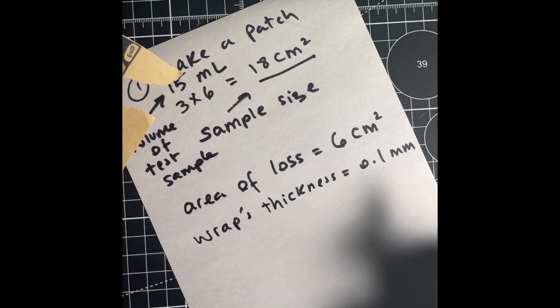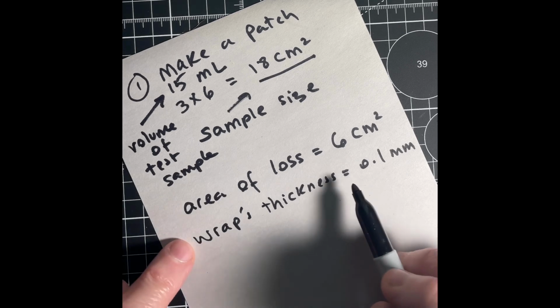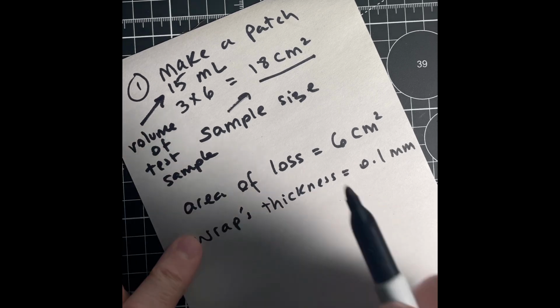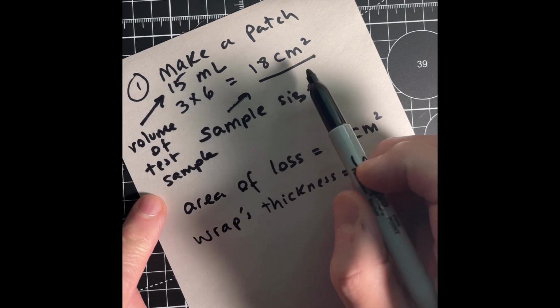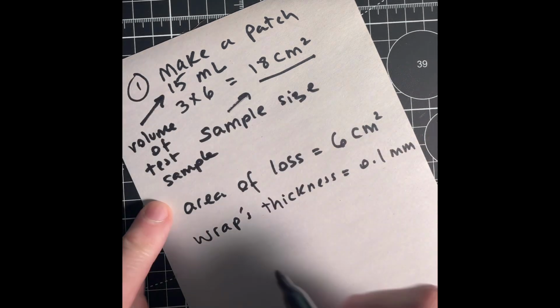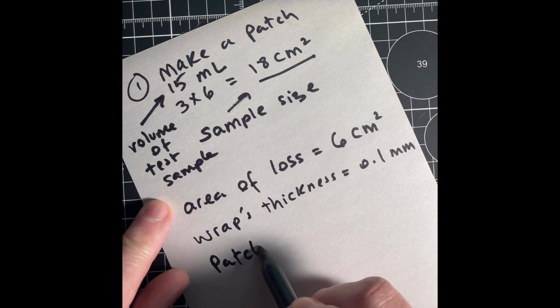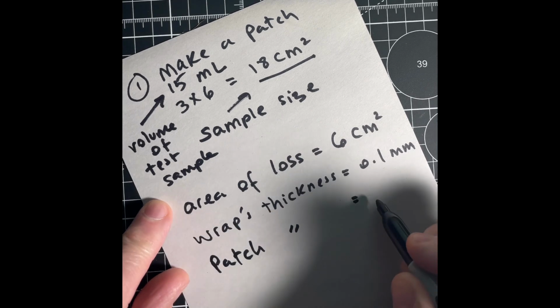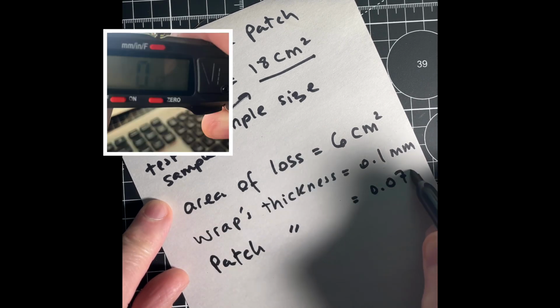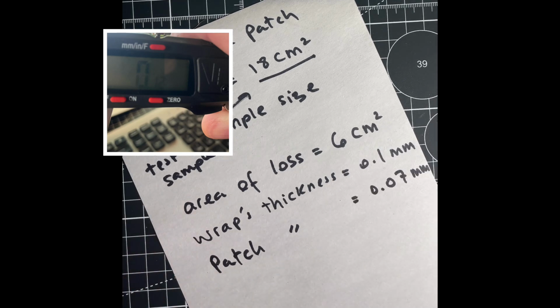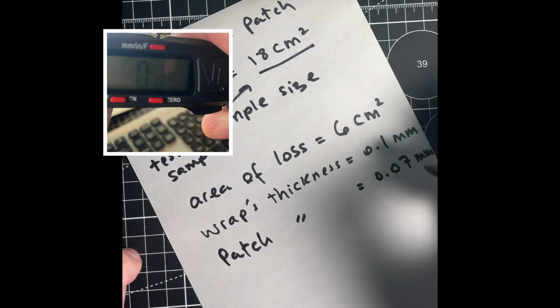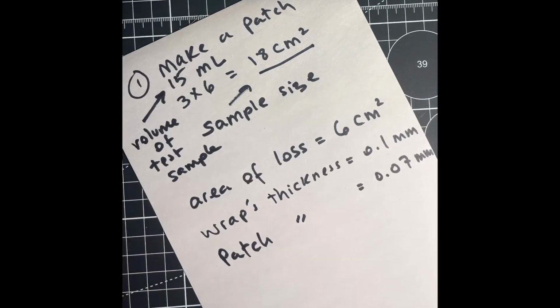All right, what else are we missing here? So we have the wrap's thickness, we have the area of the loss. Oh, we need the thickness of the test sample, the patch that you made, right? Patch thickness is going to be, when you measure it, 0.07 millimeters, slightly less than 0.1. Okay, so now, do we have everything? I think so. So now what do we do to get how much you need to add, the amount of slurry needed for this area here, right?